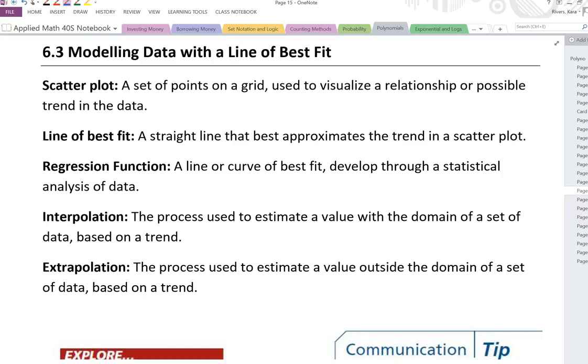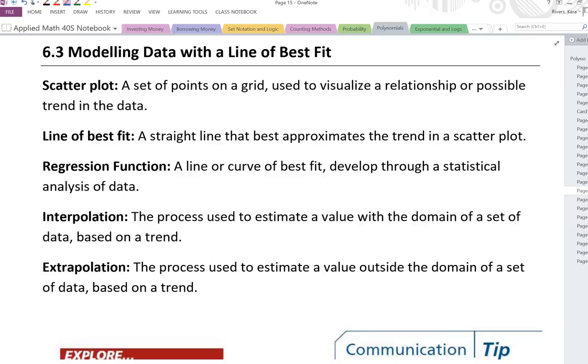In this lesson, we're going to model data with a line of best fit. I'm going to show you all the calculator steps as well as doing some theory behind where this is coming from. So we'll do some by hand and some with a calculator. So a scatter plot is what we're going to start with for all of our graphs.